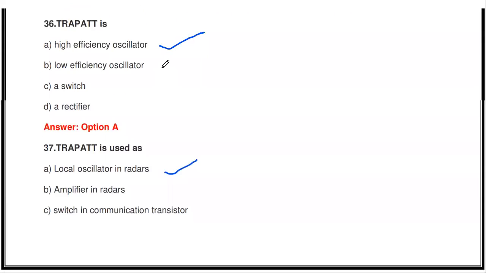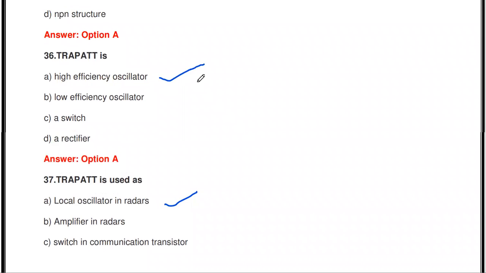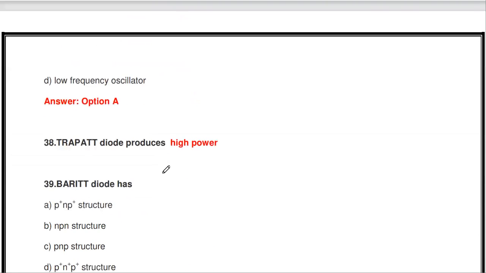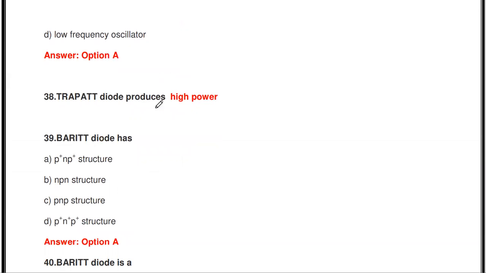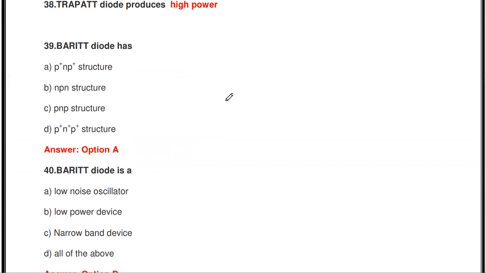So already you know the TRAPATT is used as a high frequency oscillator. Because it is a high efficiency oscillator, it is used in radar as a local oscillator in order to generate that particular signal. The main application is that one. And the TRAPATT diode produces high power, so the power output produced by the TRAPATT diode is also very high.